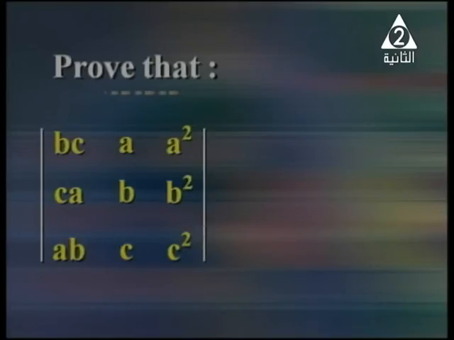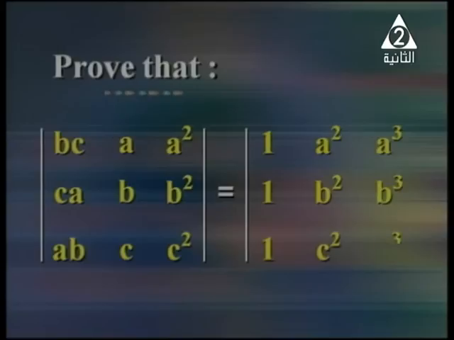Example. Prove that, dear student, the determinant with first row B C, A squared; second row C A, B squared; third row A B, C squared equals the determinant with rows 1, A squared, A power 3; 1, B squared, B power 3; 1, C squared, C power 3.